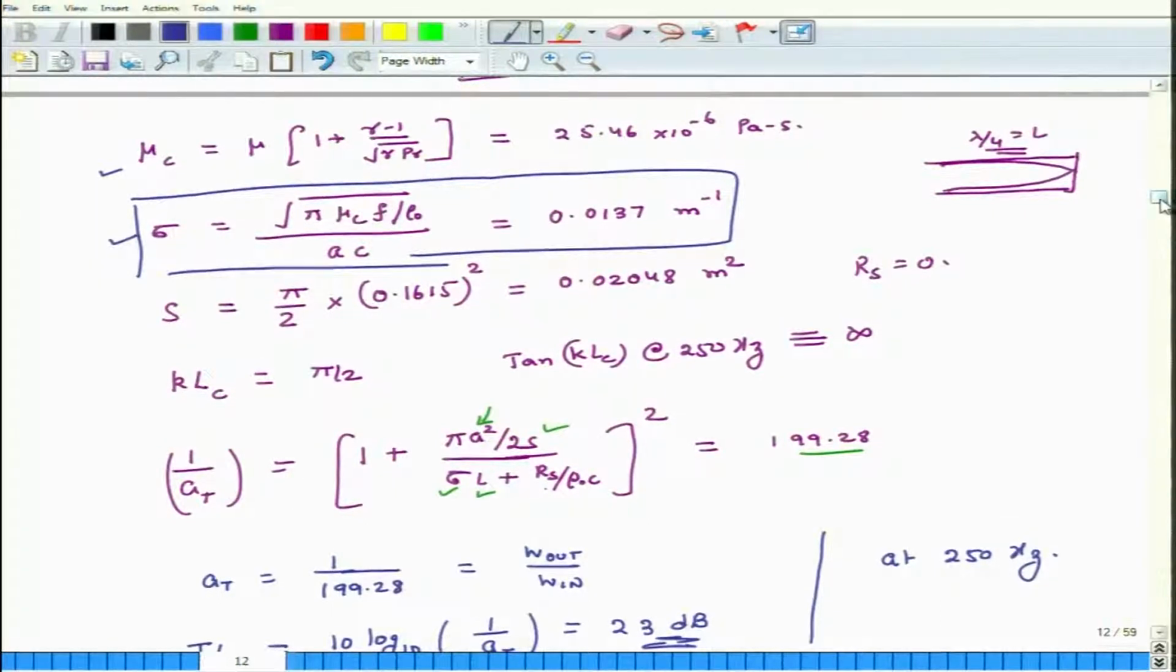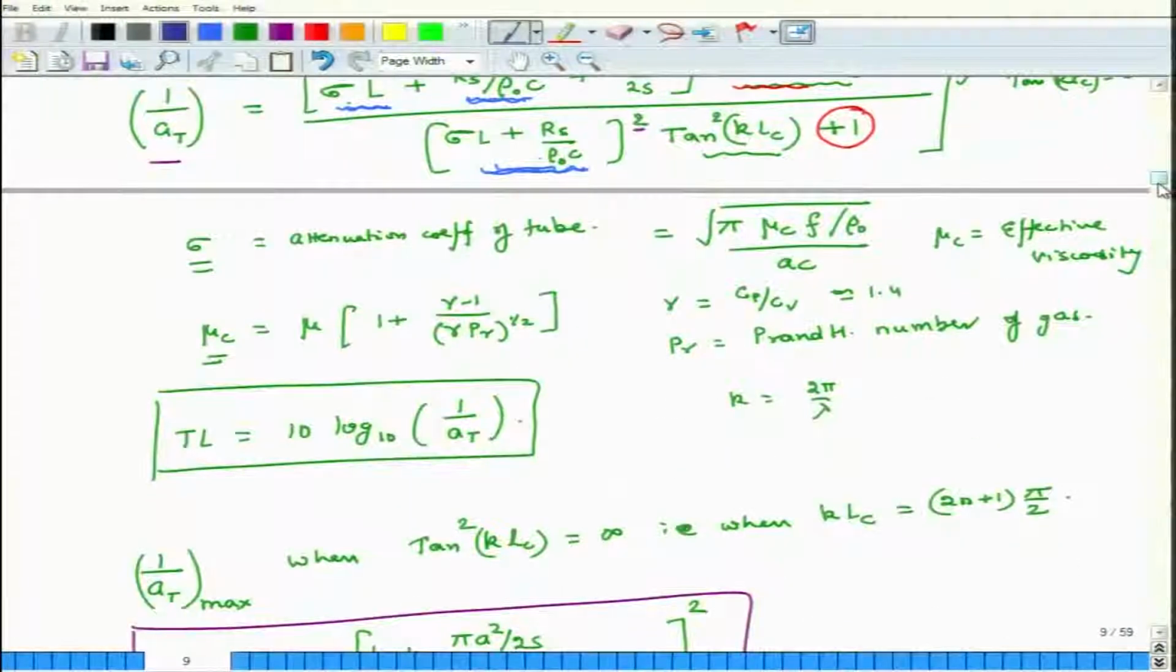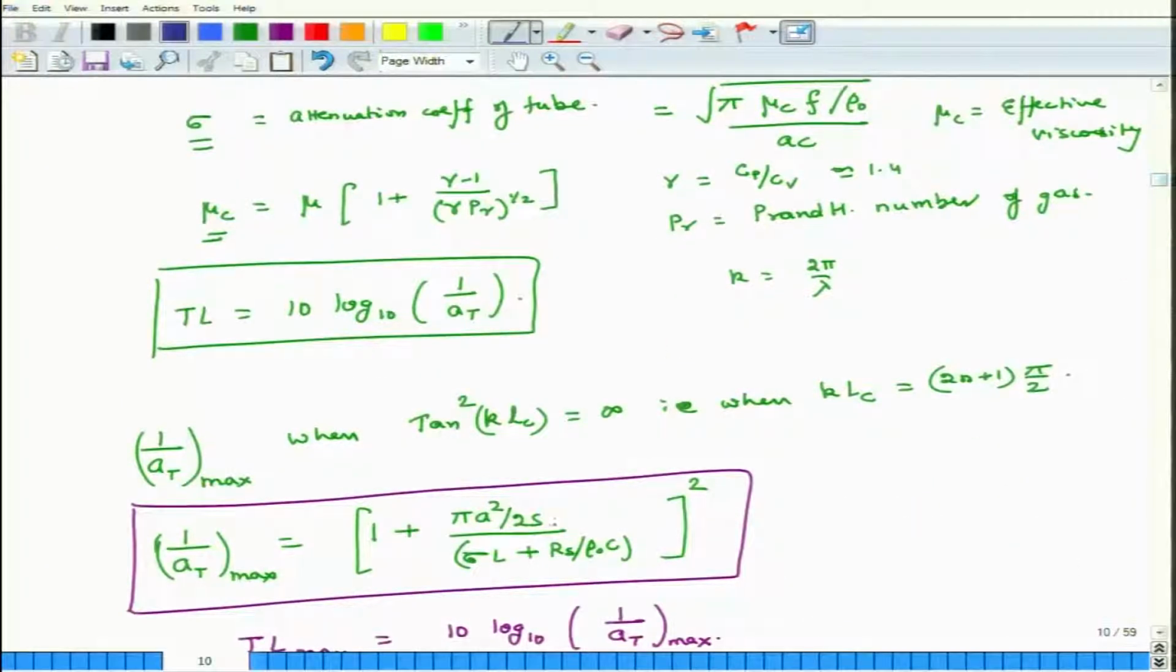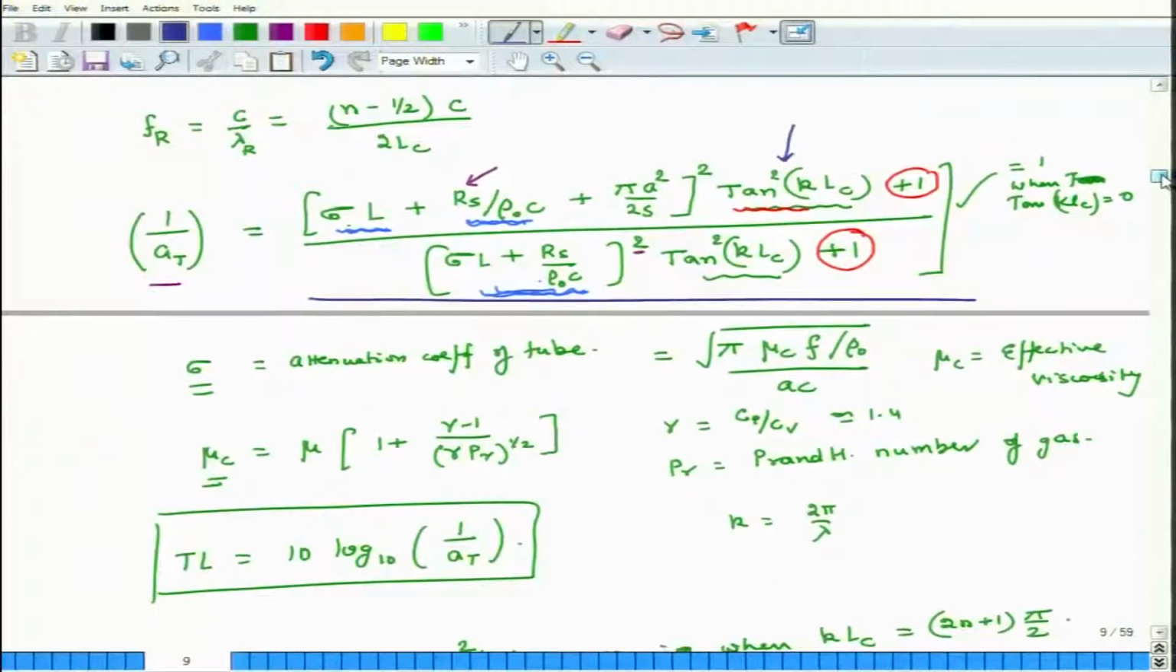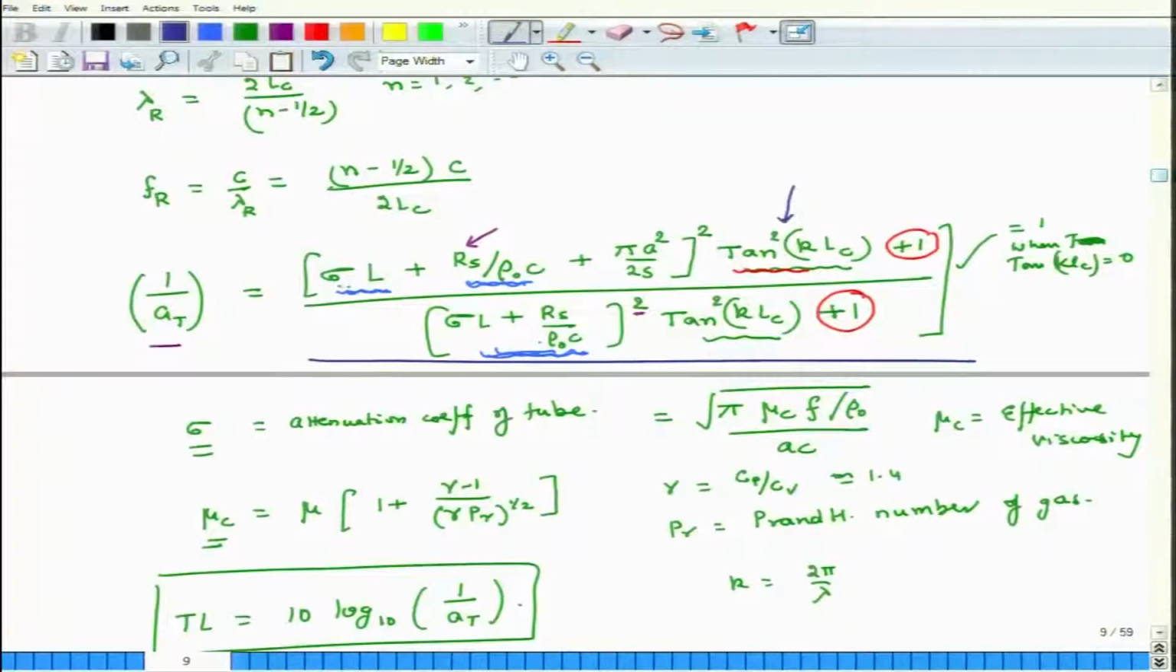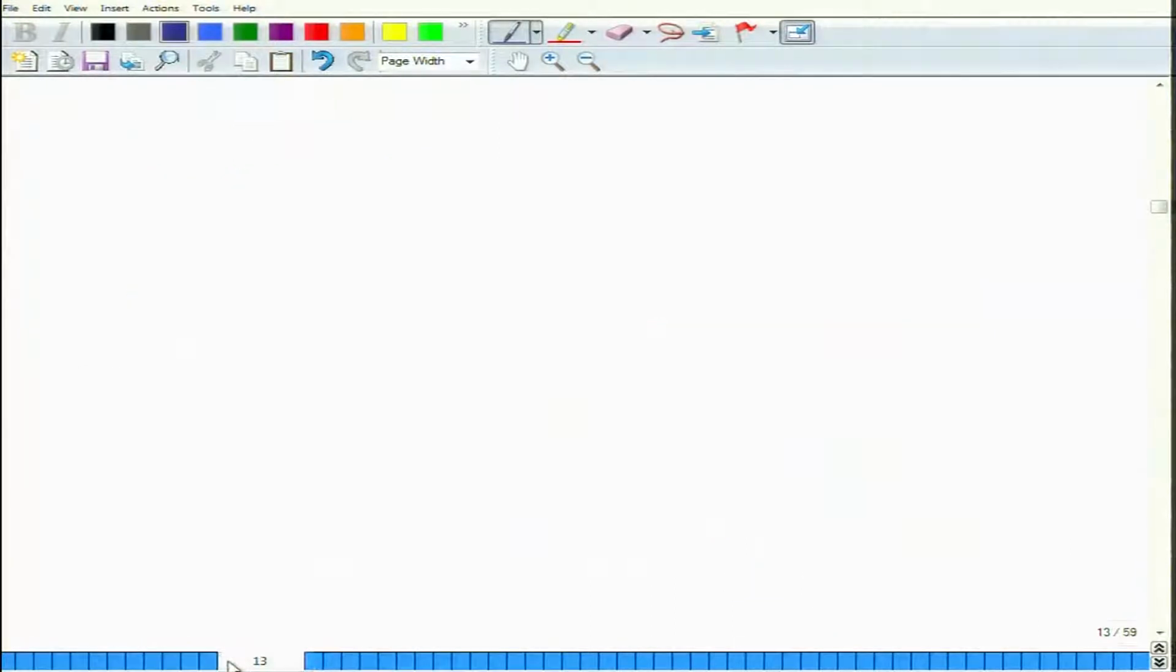The other thing we have to compute is, we had used this simplified expression because tan KL was infinite. Instead of using this expression, we will now use this long expression for computing 1 over AT, because at 177 hertz tangent of KLC will not be maximum, it will be some number which will not be infinite. So, we have to recompute sigma, which is frequency dependent, and we have to incorporate the effect of tangent square KLC. So, that is what we are going to do.